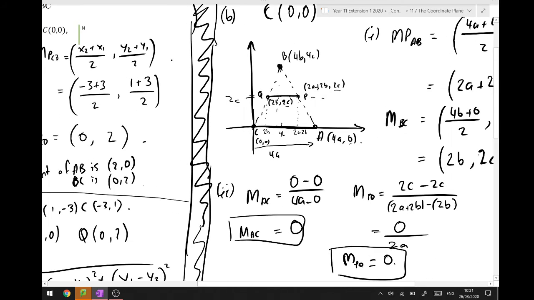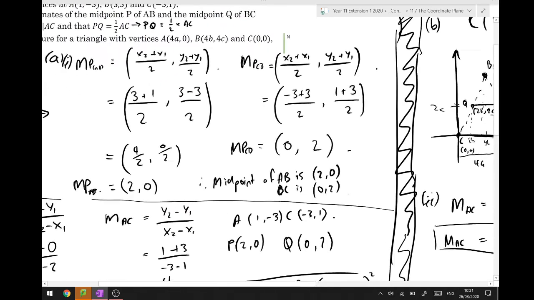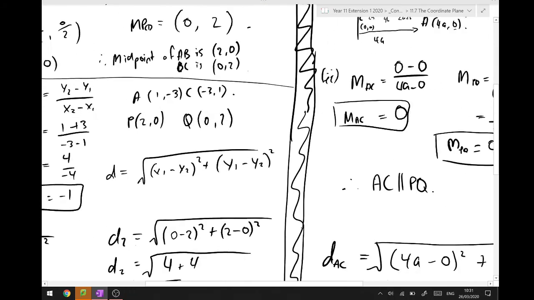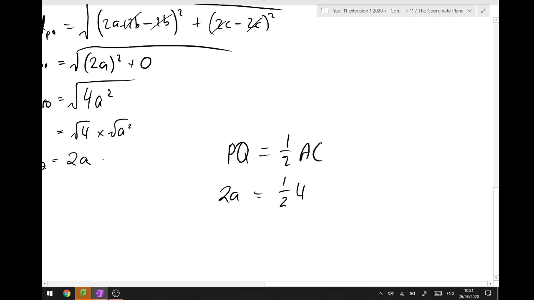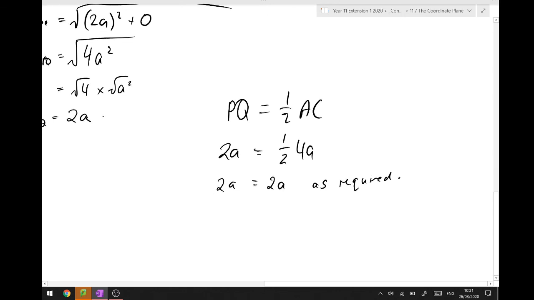So does this satisfy our definition? Well, our definition is that PQ is equal to half of AC. So PQ needs to be equal to half of AC. We know that PQ is equal to 2a, little a, not big A, and that's equal to half of AC, which we know is equal to 4a. So 2a is equal to 2a as required. Therefore PQ is half of AC.